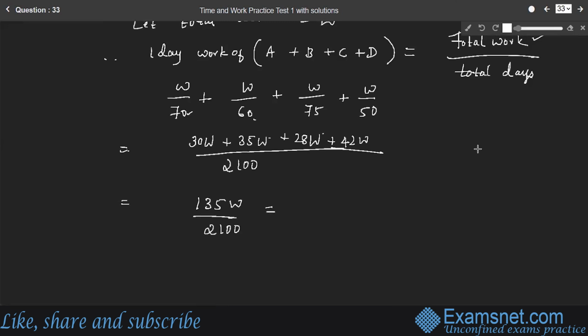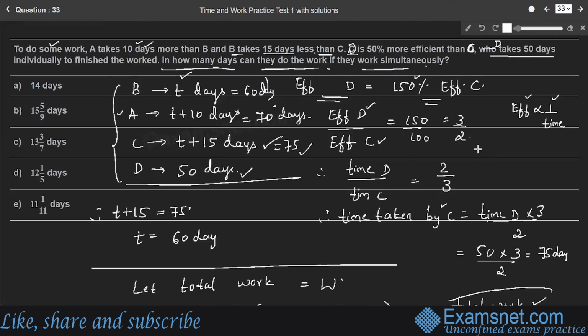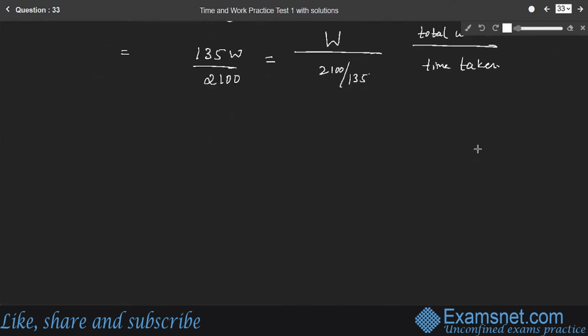So we'll express it in terms of total work. W divided by 135W by 2100, where W is the total work, gives 2100 by 135 as the time taken. That is the total time taken by A, B, C and D. What is asked in the question? In how many days can they do the work if they work simultaneously? So the time taken by A, B, C, D is equal to 2100 by 135 days.